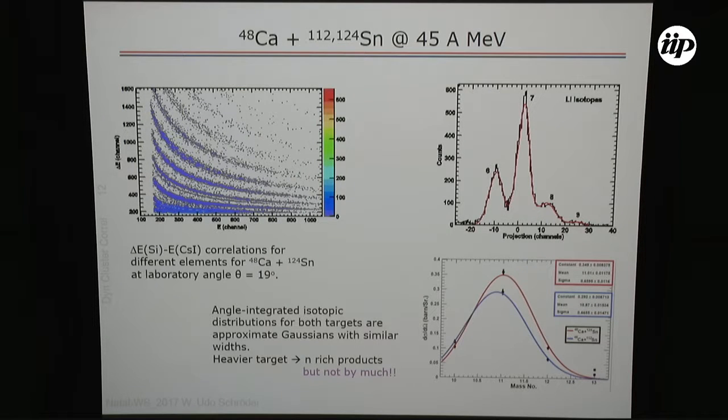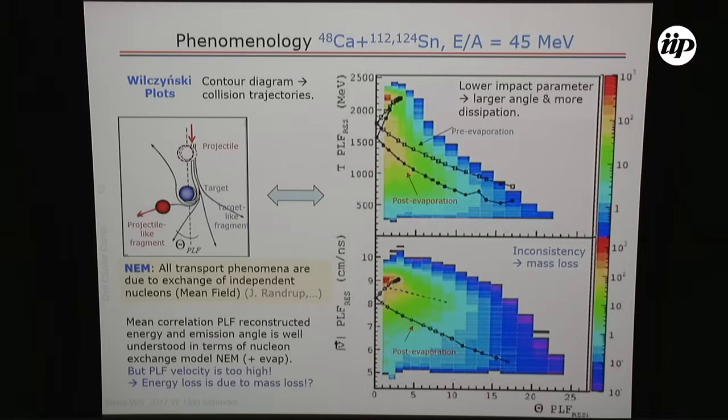So just briefly, a few data points just to see that we have the possibility to determine the atomic number Z and also the mass number A of most of the particles that are emitted in such reactions. I'll come back to some details about them.